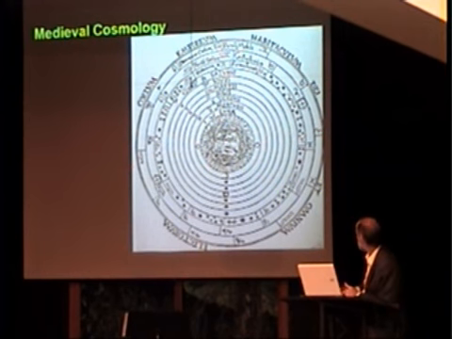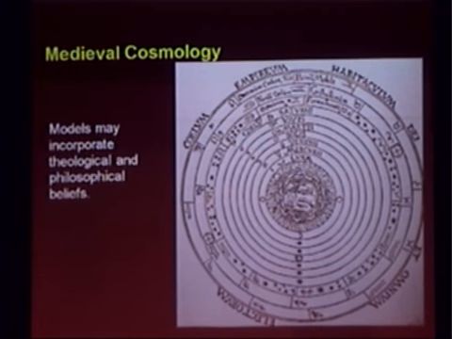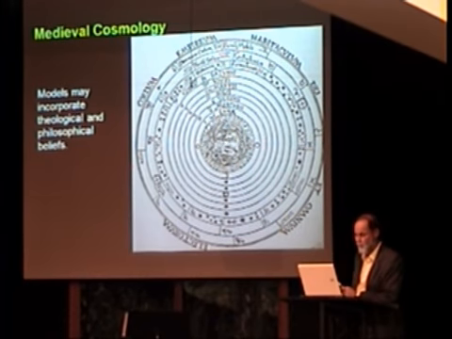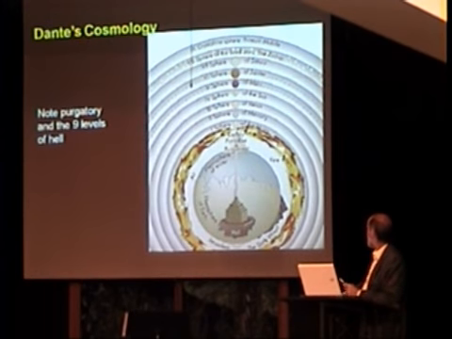Now, in the Middle Ages, the cosmology then was very similar. Again, you have the Earth at the center here, the different spheres. But notice that once you get to the stars beyond that, you have heaven. So this is the habitation of God, if you like, and the elect in Latin. And so here we have then a representation of earth and heaven. So cosmological models may incorporate theological and philosophical beliefs. Okay, note here then that we have heaven beyond the stars.